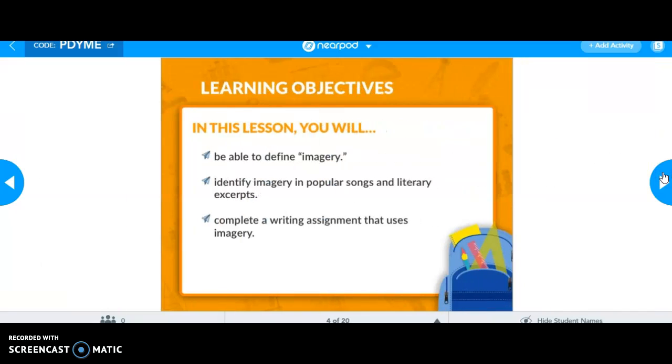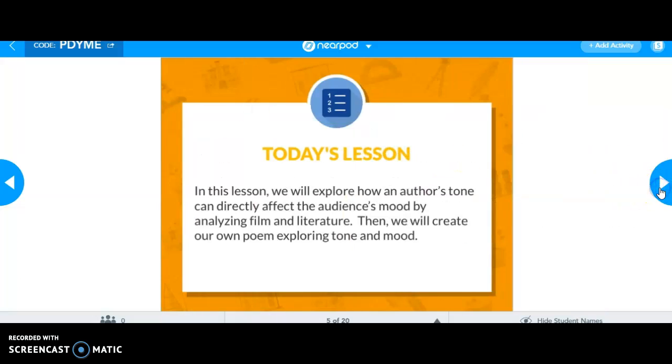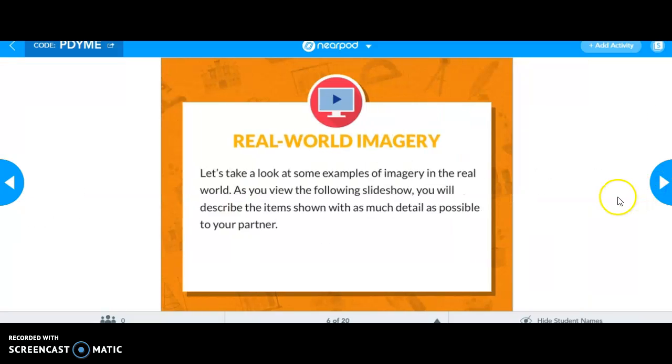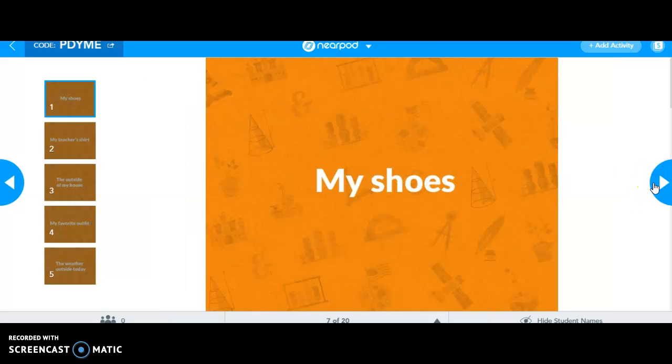And in today's lesson, we're going to be focusing on defining imagery and identifying imagery in popular songs. And I'm going to be doing a little bit of writing and modeling for you so you can see this in action. So imagery really affects an author's tone, and it can create a mood. So remember, tone and mood are all about feelings in literature and film. How does it make us feel? How does the author feel about what they're reading and or what they're writing? So we're going to be looking at some real world imagery. I'm going to describe some items for you with as much detail as possible, and I'm going to be using my sticky notes.